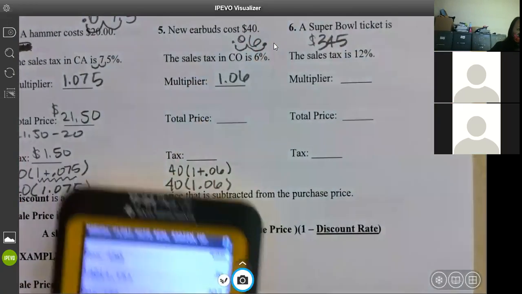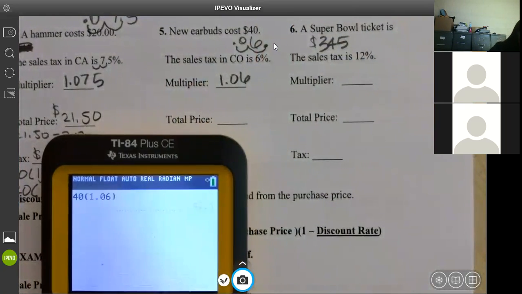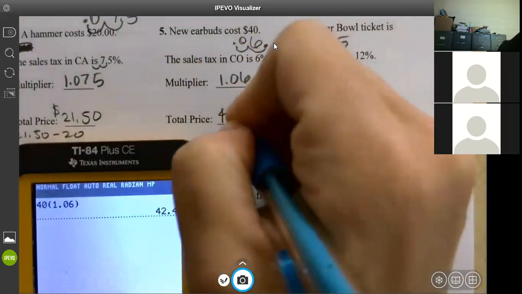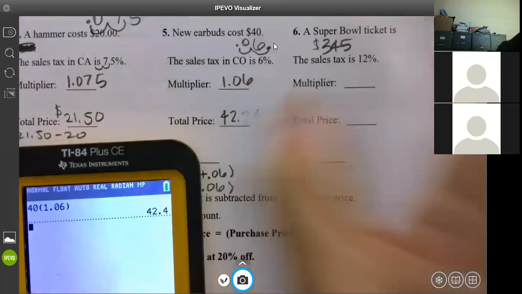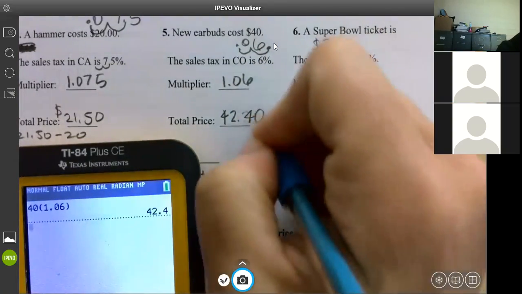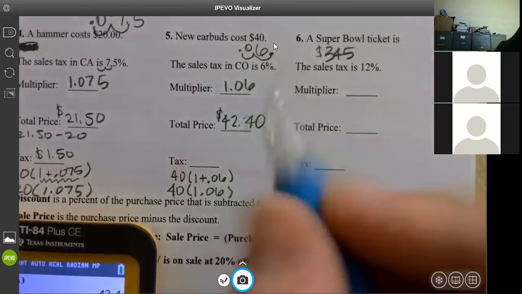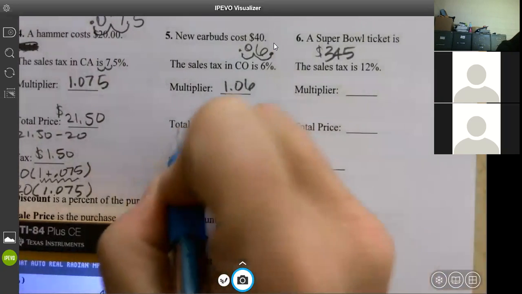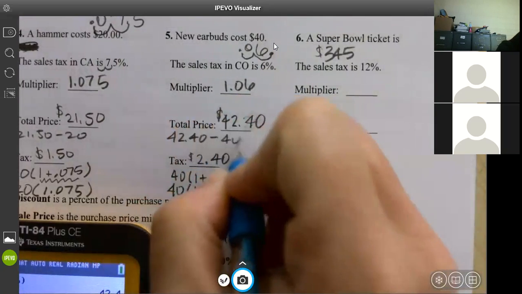We're going to find our total price. 40 times 1.06 gives us what? 42.40. I don't know what I'm writing. And then what is your tax? And again, to get your tax, 42.40 minus 40.